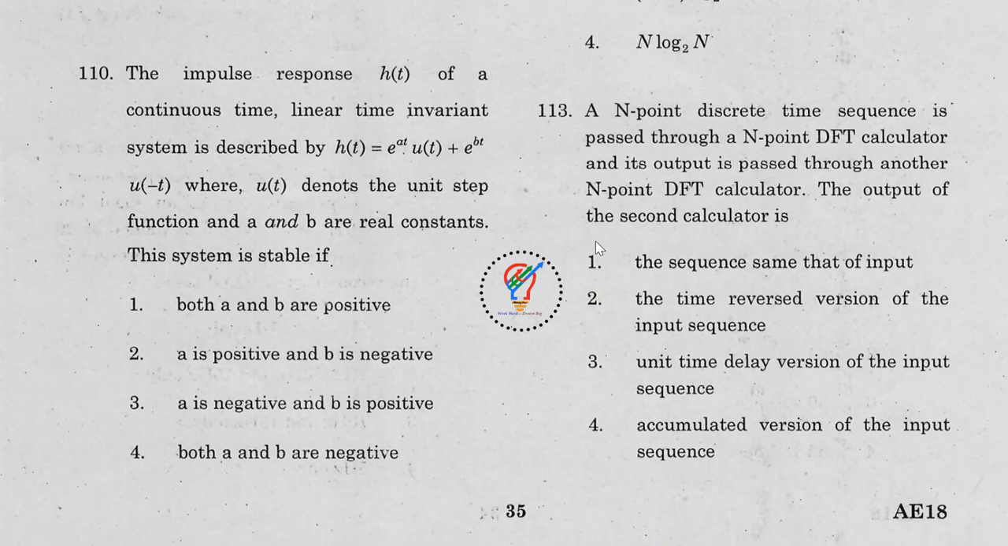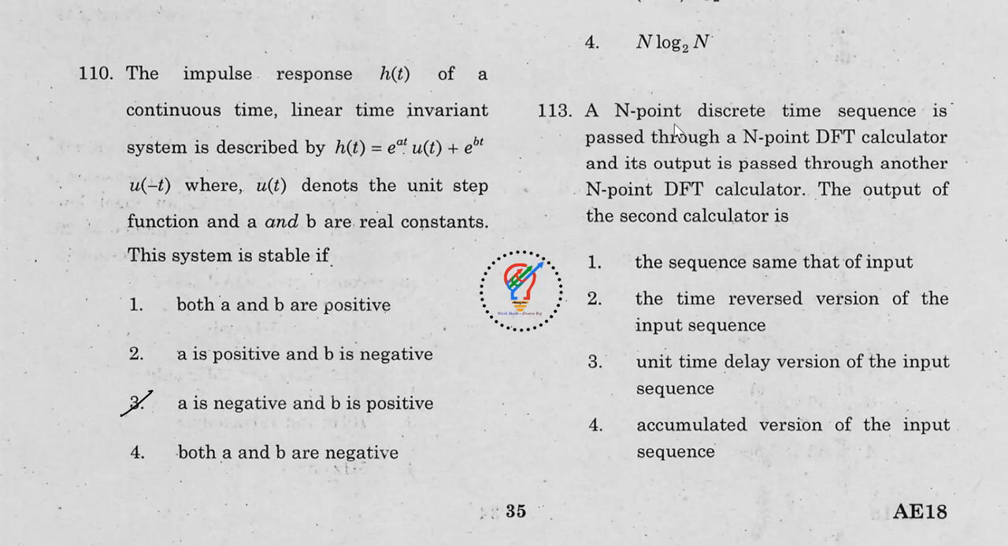Next question number 110. The impulse response h of t of a continuous time linear time invariant system is described by h of t is equal to e power at into u of t plus e power bt into u of minus t, where u of t denotes the unit step function and a, b are real constants. This system is stable if a is negative and b is positive. So option 3 will be the right answer.